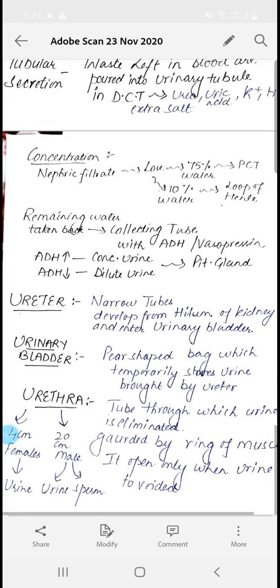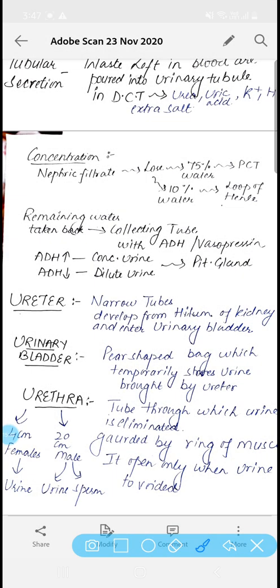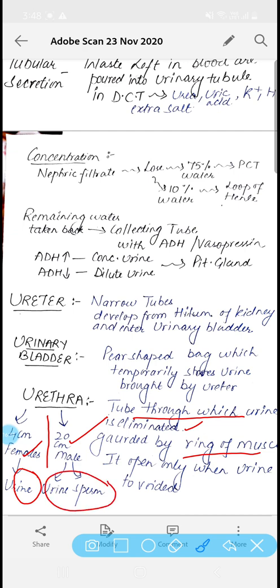Urethra is again a very important part. It is a tube through which the urine is eliminated, and it is guarded by a ring of muscles called sphincter muscles. There is a difference between the structure of the urethra in males and females. Females have about 4 centimeter of urethra. Males have 20 centimeter. In females, the urethra is the only passage for the urine, and in males it is the common passage for urine as well as sperm. Is that clear?